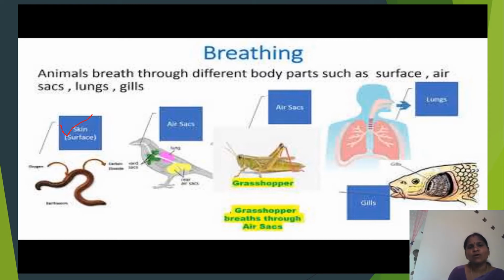What about frogs? Even frogs also will breathe under the water. It will breathe through the skin only. On the land, it will breathe through the lungs. The frogs live on both land and water. Am I right? So frogs on the land will breathe through the lungs. In the water, they will breathe through the skin. So earthworms and frogs will breathe through the skin. This is the earthworm.